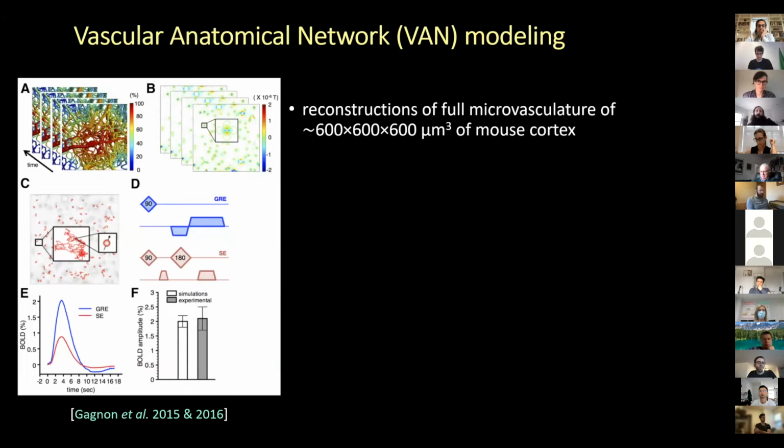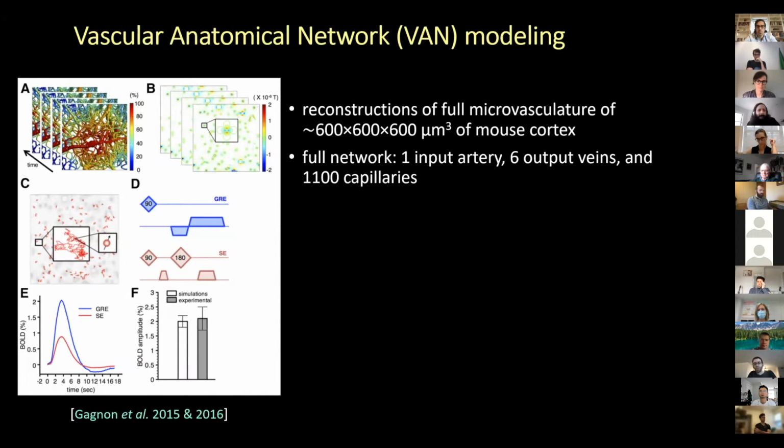since it differs from other fMRI modeling approaches, such as those based on the balloon model. Now, in a bit more detail, this approach was introduced by Louis Gagnon and David Boas's group. Start with a reconstruction of macrovasculature from a spot of cortex. They started with about a 600 micron cube. Now, each network is about 1 input artery, 6 output veins, and about 1,000 capillaries.